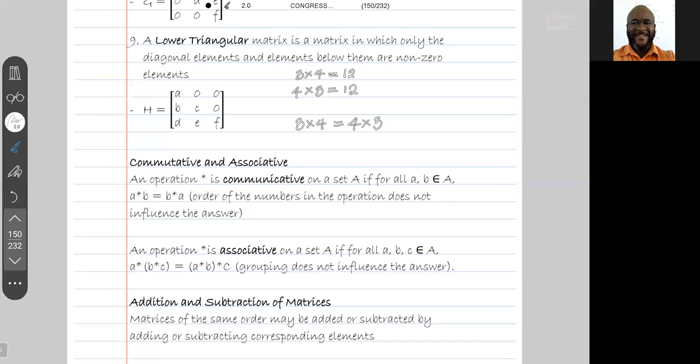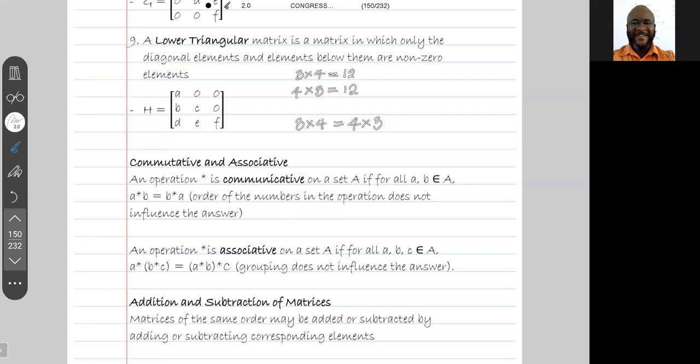The next word that we need to bear in mind is the word associative. Now, an operation star is associative on a set A if for all a, b, and c, which are elements of the set A, a star (b star c) in brackets is equal to (a star b) in brackets star c. And what this is saying is that grouping does not influence the answer. So in the first instance, I was grouping b and c. They're in the bracket, which means that you need to work those out first. In the second instance, I'm grouping a and b. They're in the bracket, which means that you need to work those out first, but yet the answer came out to be the same.